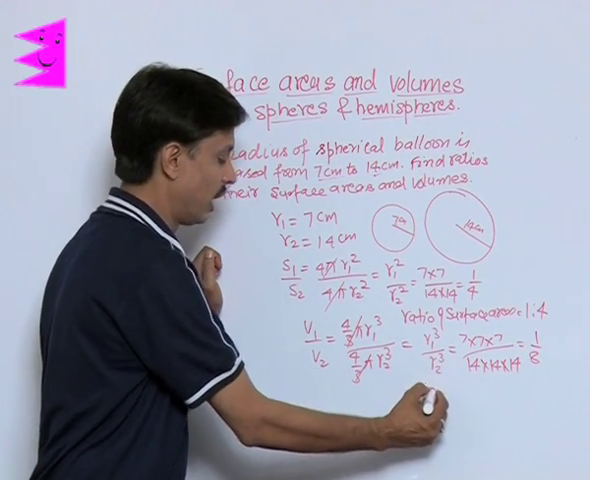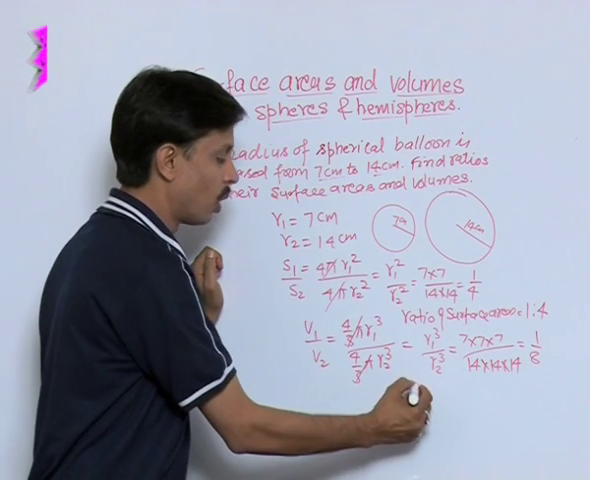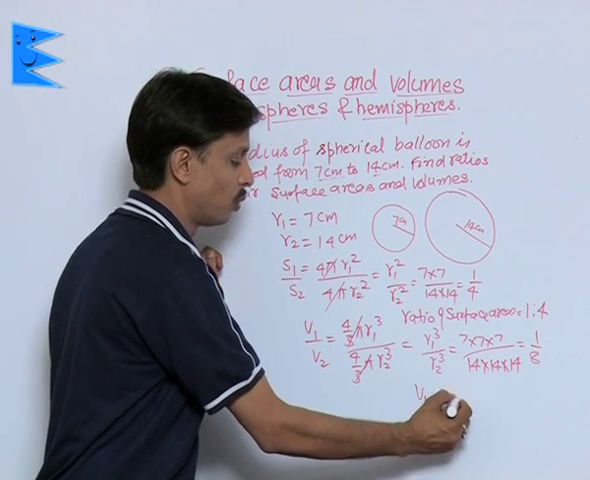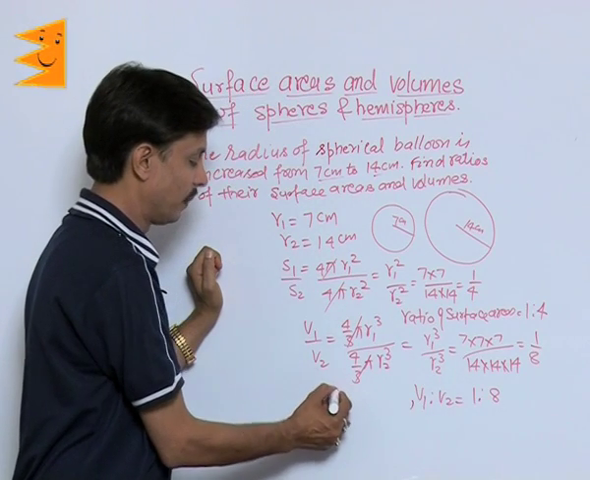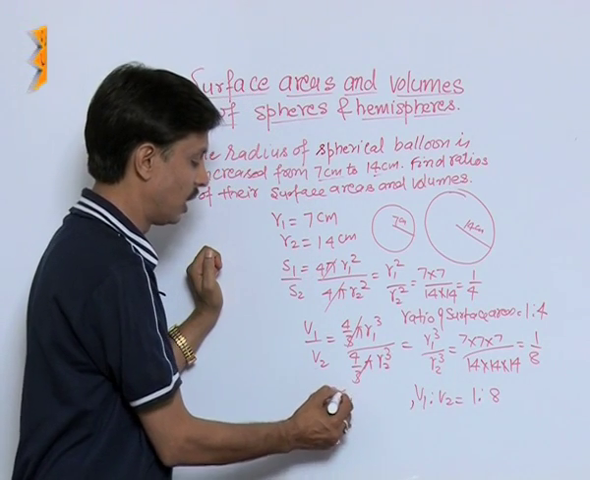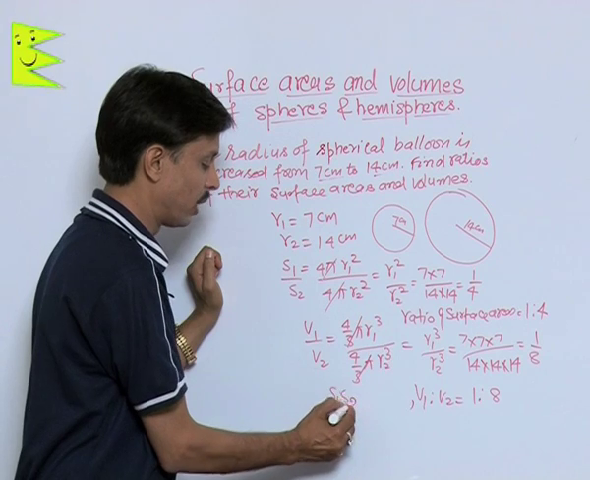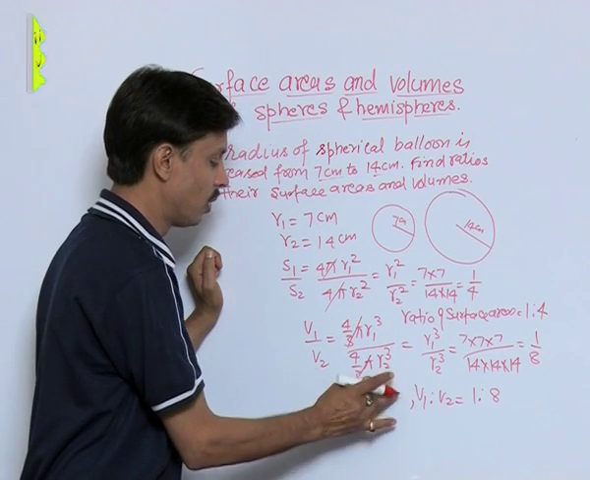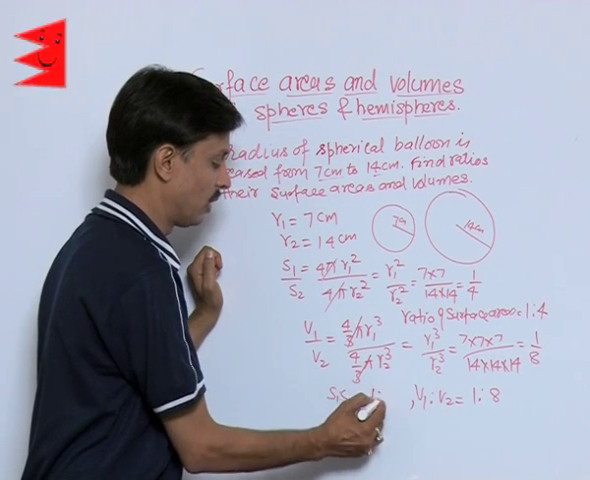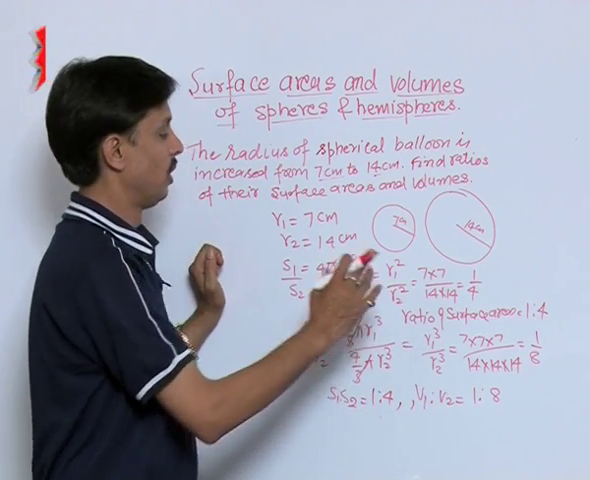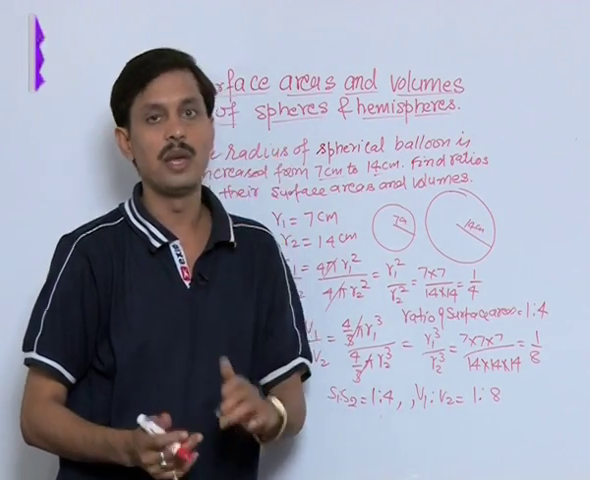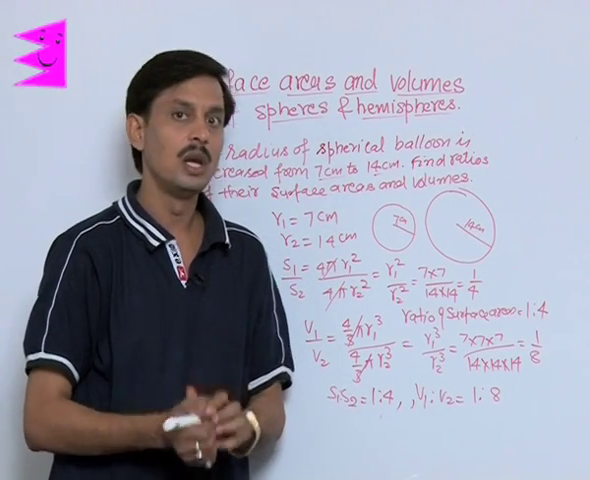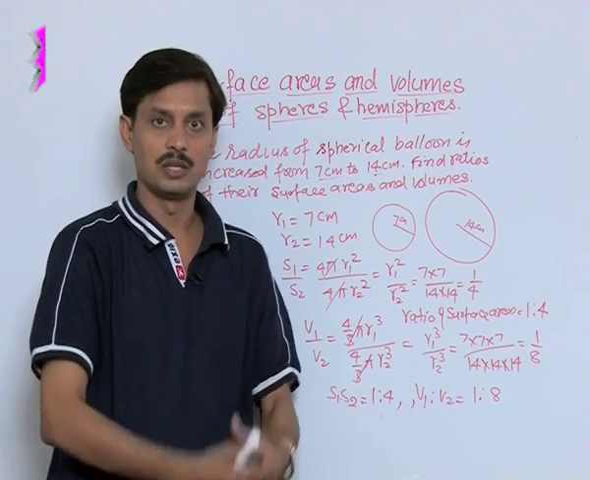So I can say that the ratio of volumes V1 is to V2 has come out 1:8, and the ratio of surface areas S1 is to S2 is 1:4, as shown in the first situation. So this is the way to compare the surface areas and volumes under various conditions.